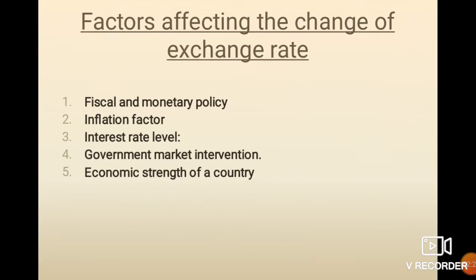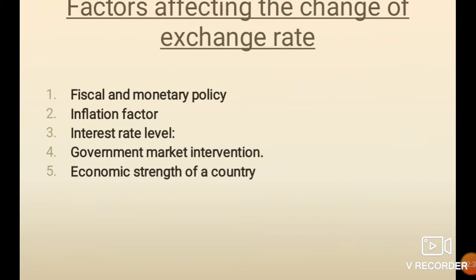In the short term, fiscal policy and monetary policy are the main important factors, and the inflation factor is also important, along with the interest rate factor, government market intervention, and economic strength of the economy. One by one: in the short term, with fiscal policy, if government expenditure and taxation increase or decrease, the exchange rate increases or decreases. And with monetary policy, if the government increases the CRR, SLR, or bank rate, then monetary policy affects the exchange rate, and the exchange rate falls or increases.